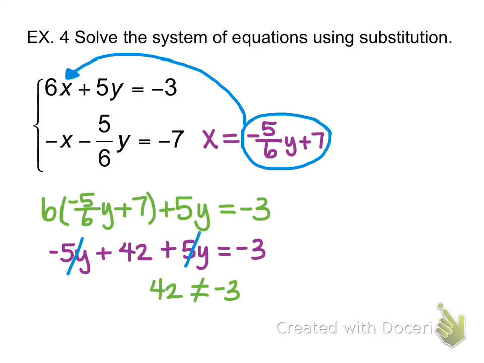Well, 42 can't equal a negative 3. Two numbers can't be the same. So in this situation, when you have a number equals a totally different number, that means that these two do not intersect. So there is no solution to this system of equations.